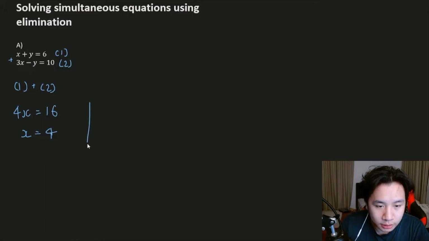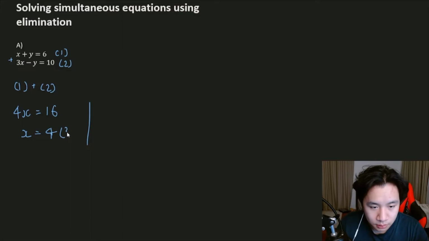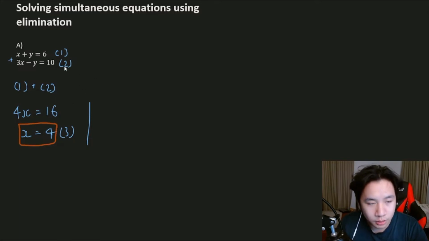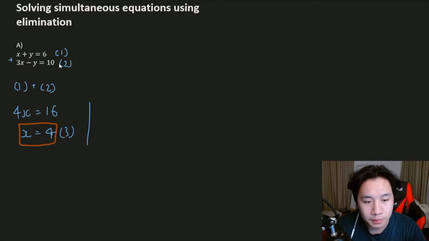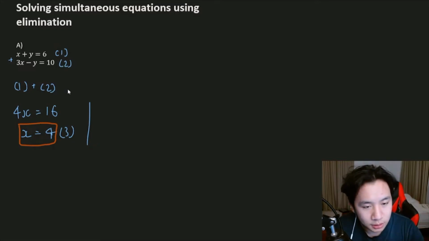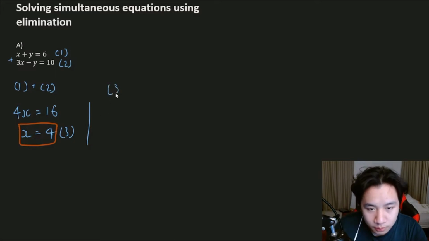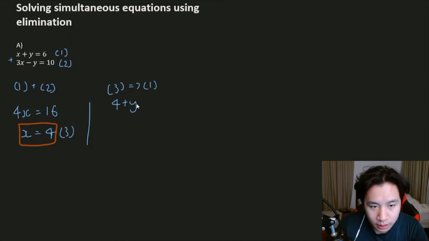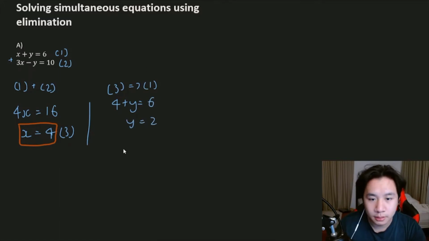Now let's solve for y. So I'm going to label this as 3. And so I can substitute this equation, x is equal to 4, into either 1 or 2. It doesn't really matter, but in this case, I will do 1 because it seems easier. So I'm going to substitute 3 into 1. And so we get 4 plus y is equal to 6. So y is equal to 2.